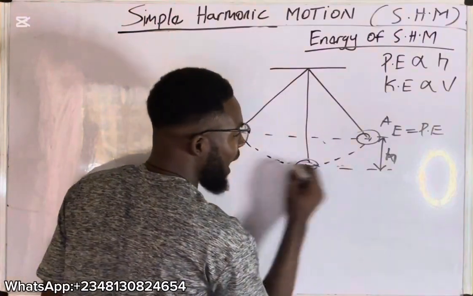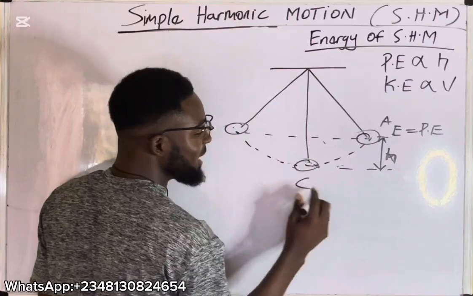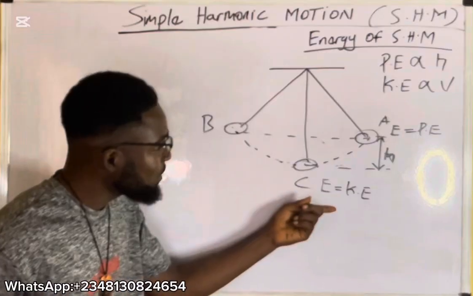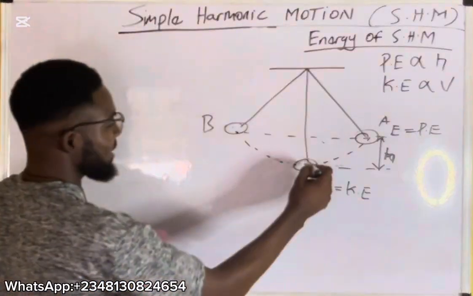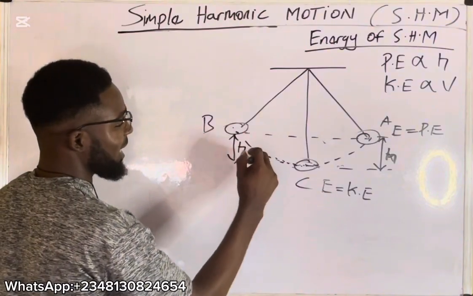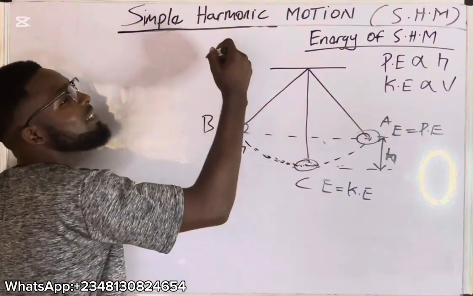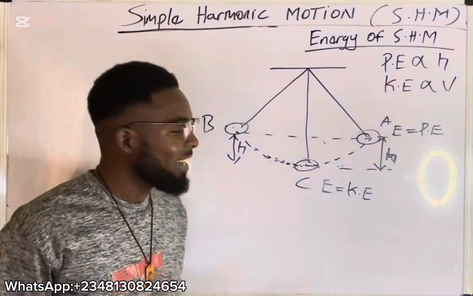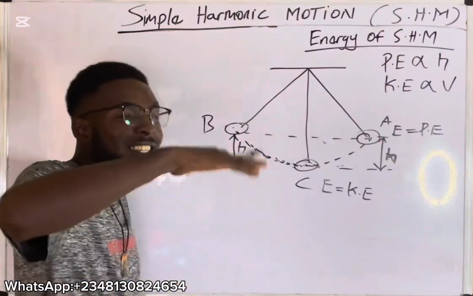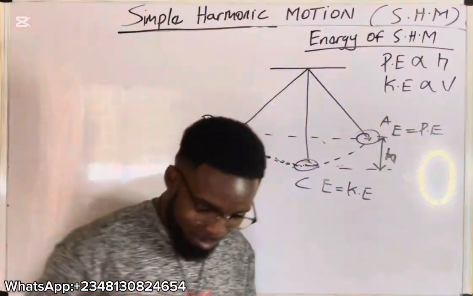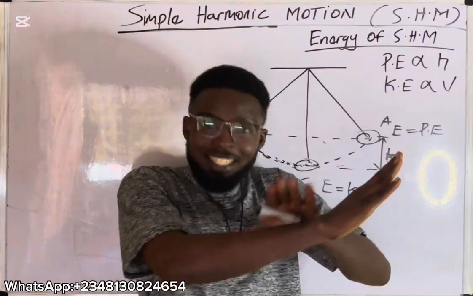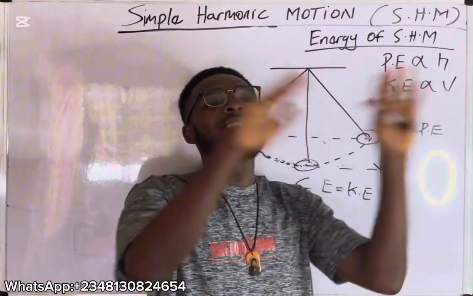At this level, there is no height. Since there is no height, the energy possessed right here is what? Kinetic energy. As soon as it's going up right here, the height is increasing. Increase in height leads to what? A decrease in speed. As the body is going up, the height is increasing and the speed is decreasing.